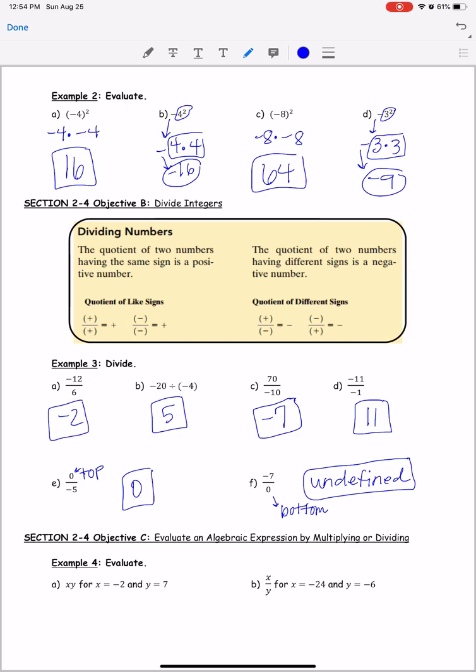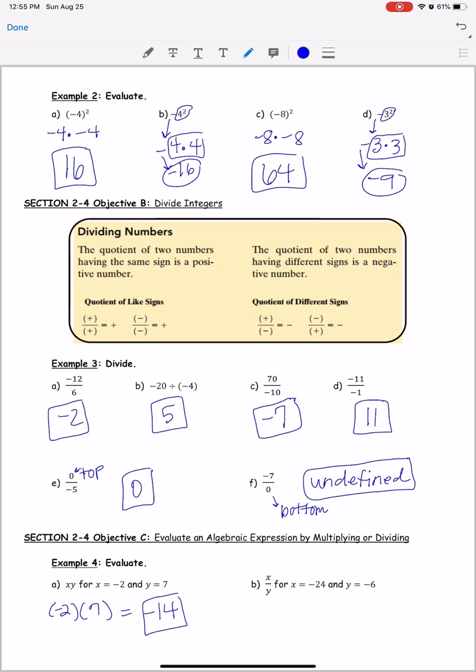Objective C, evaluate your algebraic expression. So substitute in your numbers. You've got x, y. When you have two letters that are just side by side, no operation in between them, that is known to be multiplication. So that means I've got x times y. So my x is -2. My y is a +7. So opposite signs, you've got one negative, one positive. So that means my answer is going to be negative. And 2 times 7 is 14.